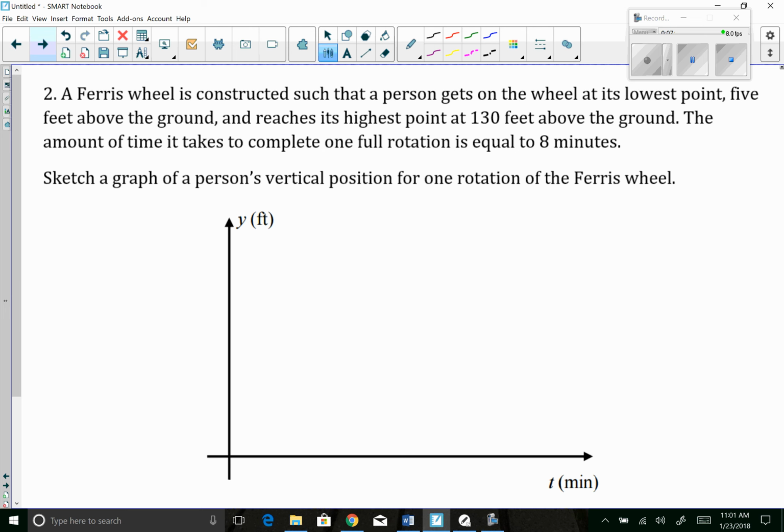For number 2, it's another Ferris wheel question. I promise you won't see another Ferris wheel question after this lesson. I don't think, I hope. Actually, I shouldn't promise that. Maybe you will, maybe you won't, but I'm hoping that you won't.